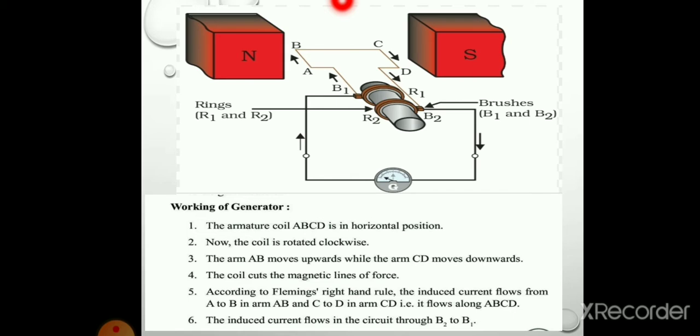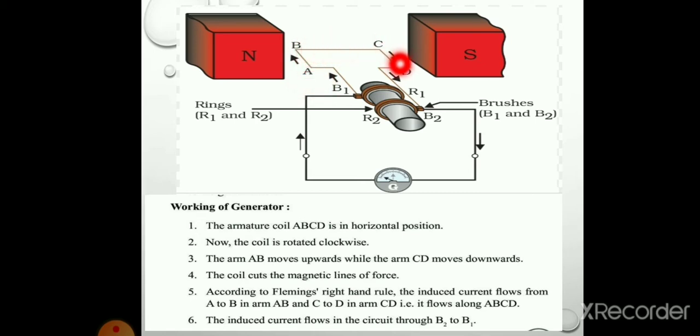So current flows into the paper, that is, the current is induced along A to B by applying Fleming's right hand rule. When you apply Fleming's right hand rule on the side AB, force is along the upward direction, magnetic field is from left to right. So current flows into the paper, that is from A to B.